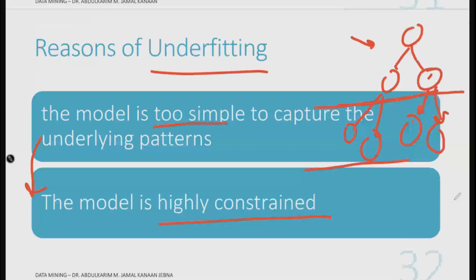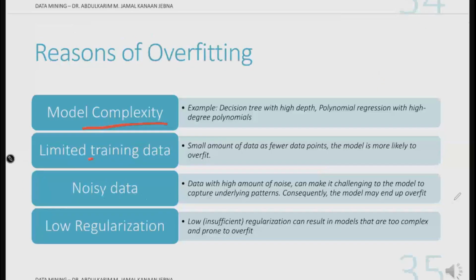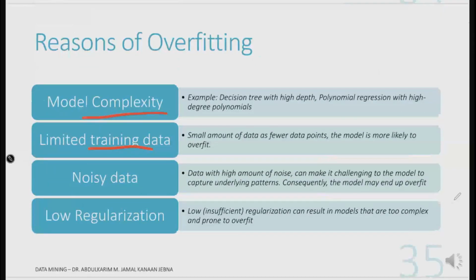Reasons for overfitting: the model is very complex. It is like I bring a degree student and give him a problem for a primary school student. So the complexity of the model is too high for the problem you have. Or you have limited training data, because remember, an insufficient amount of data is one of the main challenges of building models in machine learning or data mining, right?